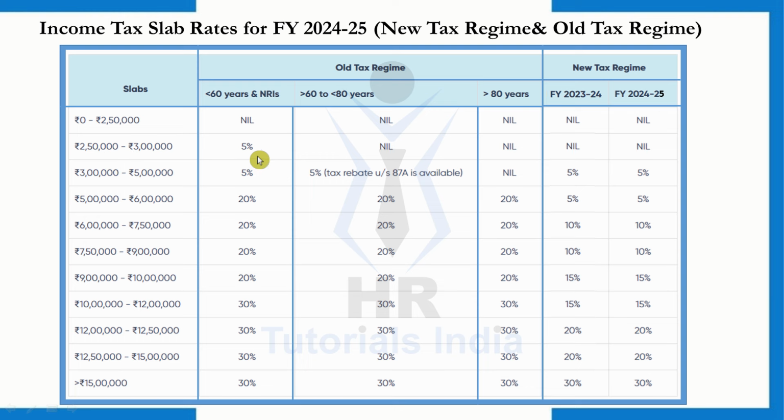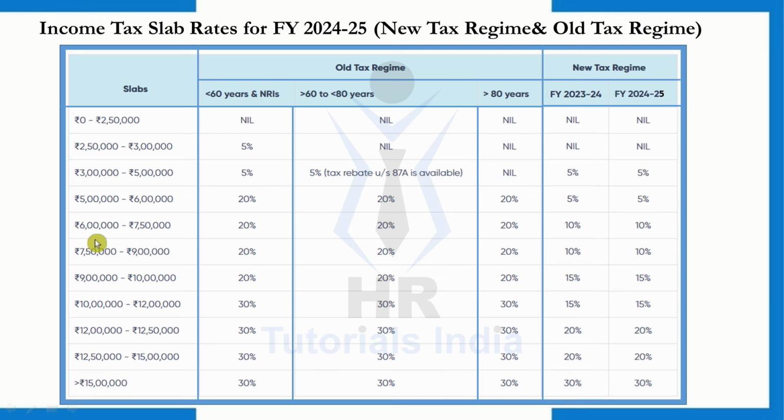2.5 to 3 lakhs, it is 5%, nil, nil, nil and nil. 3 lakhs to 5 lakhs, it is 5%, and it is 5%, which is tax rebate under section 87A, 5% and 5%. The salary between 5 lakhs to 6 lakhs, it is 20%, 20%, 20%, 5% and 5%.